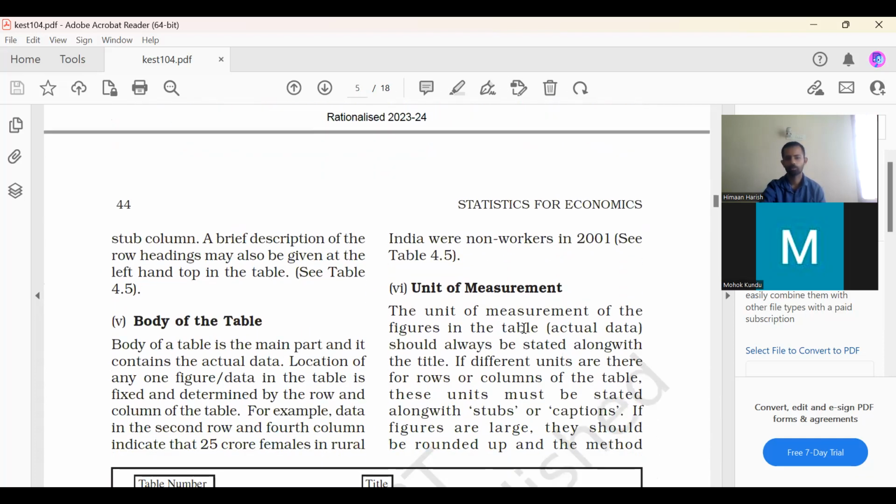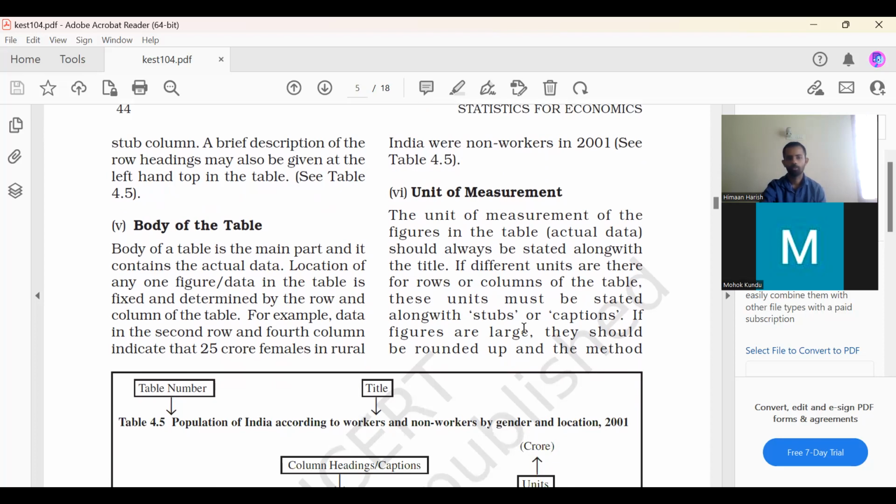A brief description of the row headings may also be given at the left-hand top in the table. See table point 4.5. Body of the table. Body of the table is the main part and it contains the actual data. Location of any figure or data in the table is fixed and determined by the row and column of the table. For example, data in the second row and fourth column indicate that 25 crore females in rural India were non-workers in 2001. For this, you can refer table 4.5.